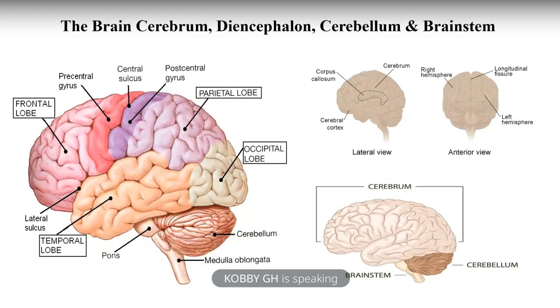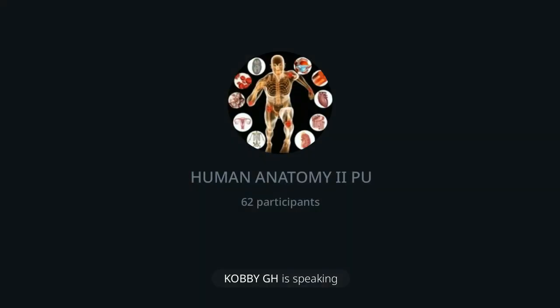Then we have the brain stem. What forms the brain stem? What are the divisions of the brain stem? The midbrain, the pons, and the medulla oblongata. Good. So let me take you to the diagram and show you again, for those who are not concentrating.